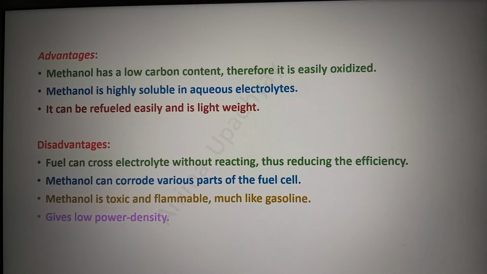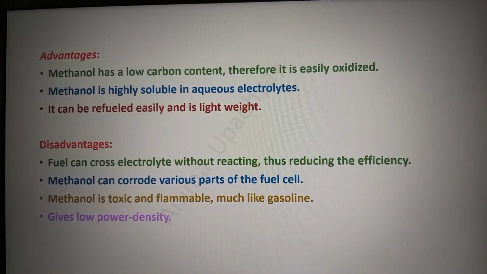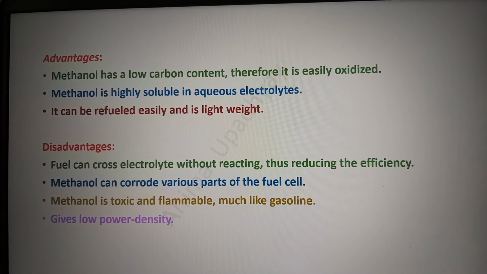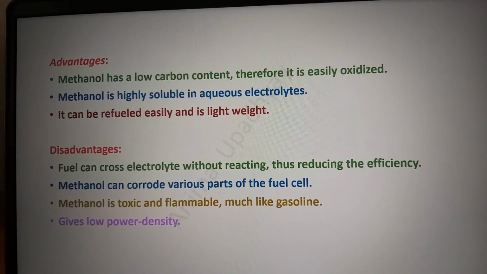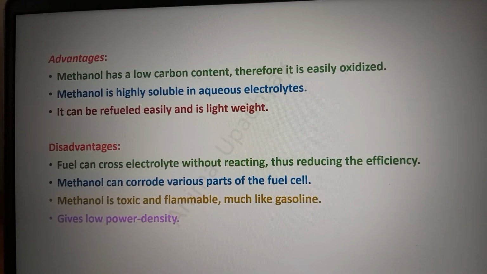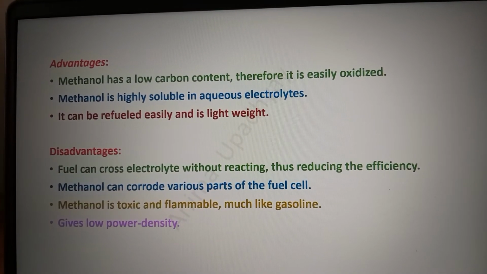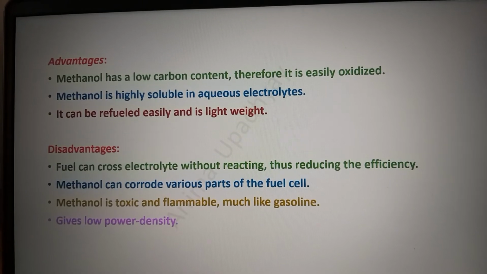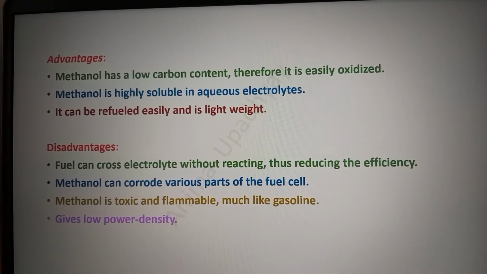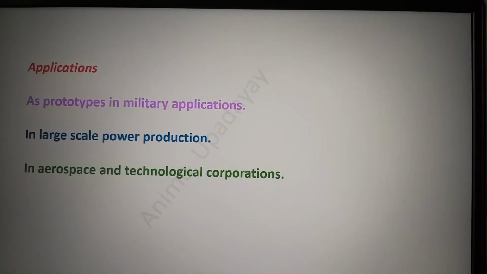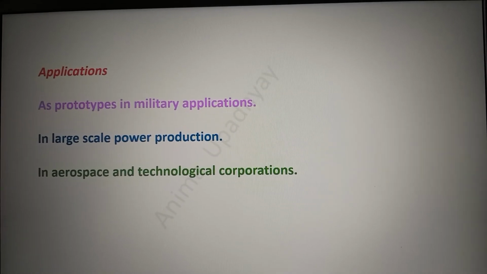The disadvantages are also there. The fuel can cross the electrolyte without reacting, and this may reduce the efficiency of the cell. Methanol can corrode the parts of the fuel cells. It is toxic and flammable, just like gasoline. It gives a low power density. So we have to weigh the advantages and disadvantages, and then we can decide whether to go for the hydrogen oxygen or methanol oxygen fuel cell. Let us see the applications of methanol oxygen fuel cells also.